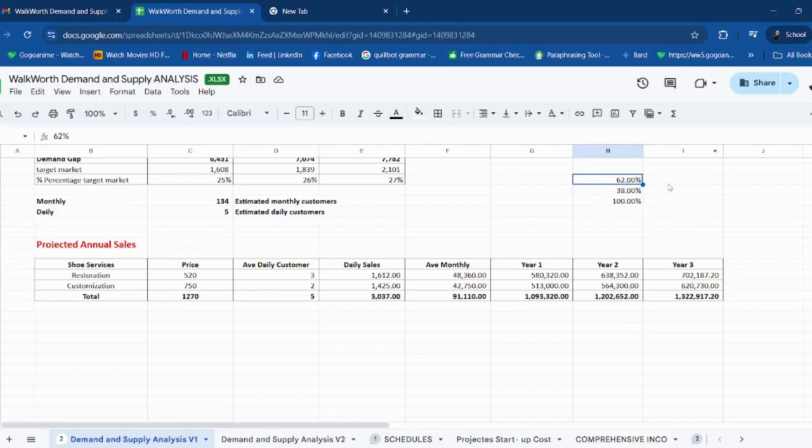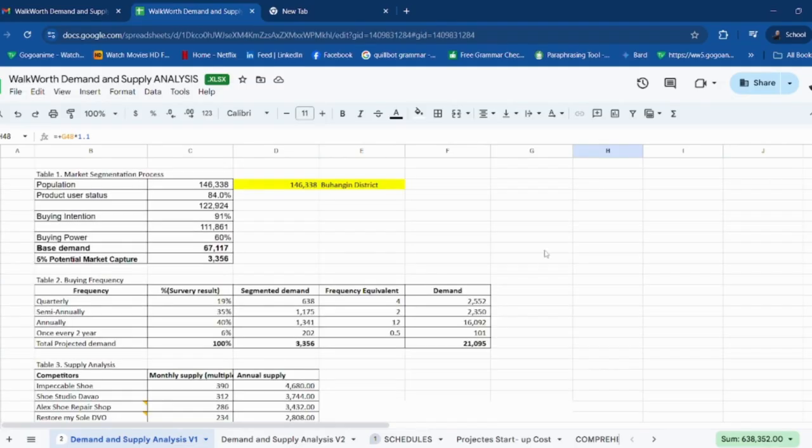But this is the result of the product slash services questionnaire. So then you just multiply your number of daily customers to your price, then you have your daily sales. Multiply by 30, that will be your monthly. Multiply by 12, that will be your annual sales. And for year 2 and year 3, just increase 10%. Multiply by 1.10, so that it would automatically add. Okay, so I hope this makes your demand and supply analysis meaningful.